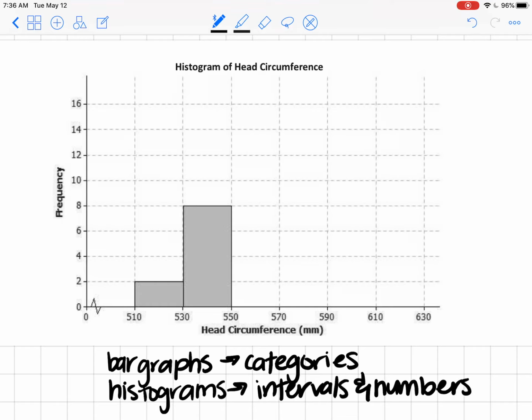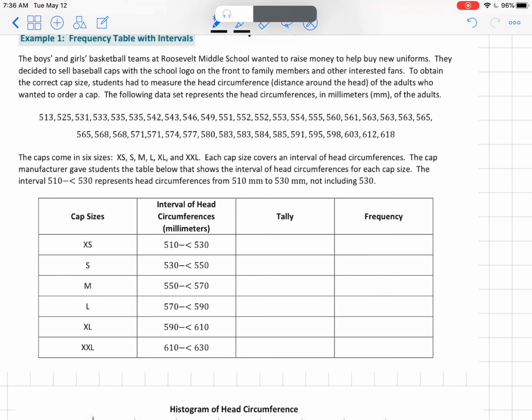The boys and girls basketball teams at Roosevelt Middle School wanted to raise money to help buy new uniforms. They decided to sell baseball caps with the school logo on the front to family members and other interested fans. To obtain the correct cap size, students had to measure the head circumference, distance around the head, of the adults who wanted to order a cap. The following data set represents the head circumferences in millimeters of the adults. So here's that data set of all those head circumferences.